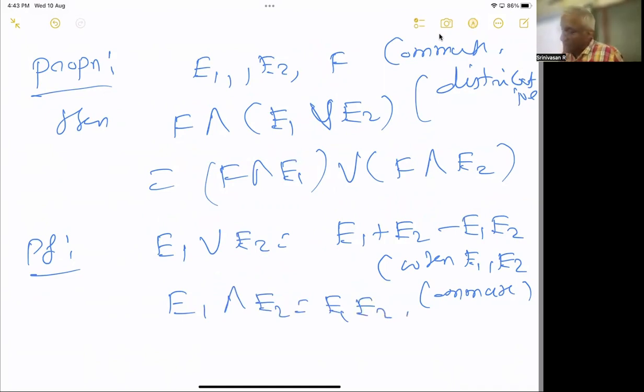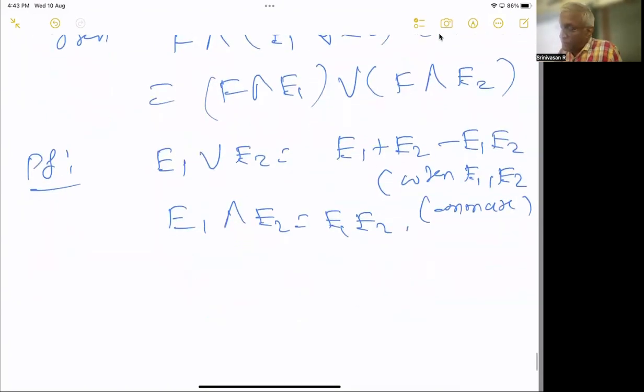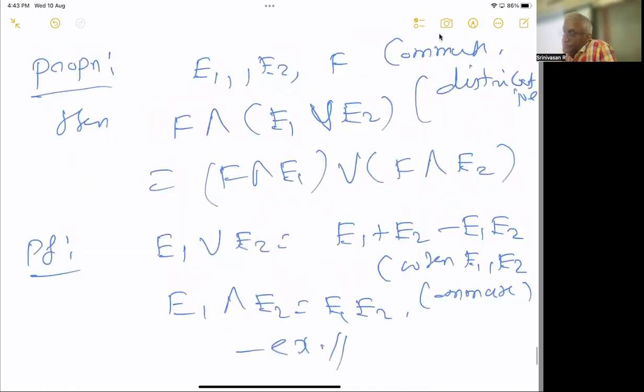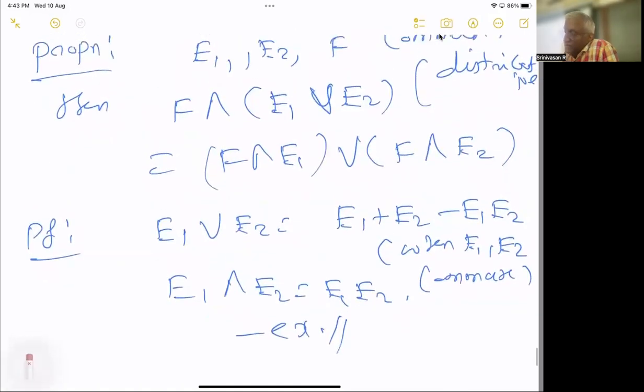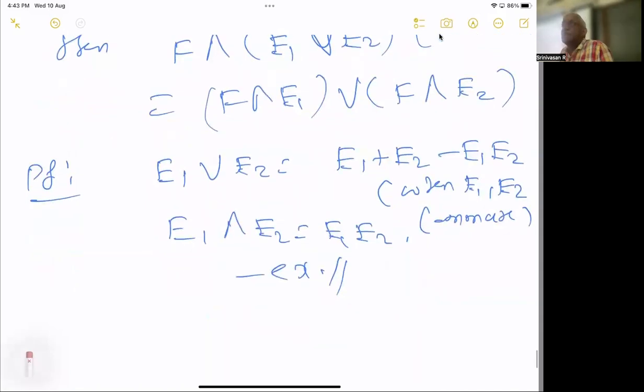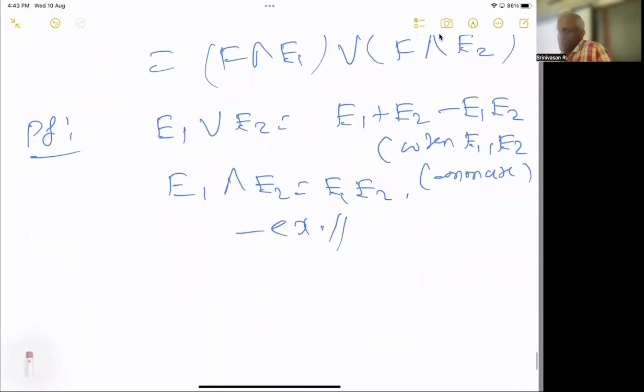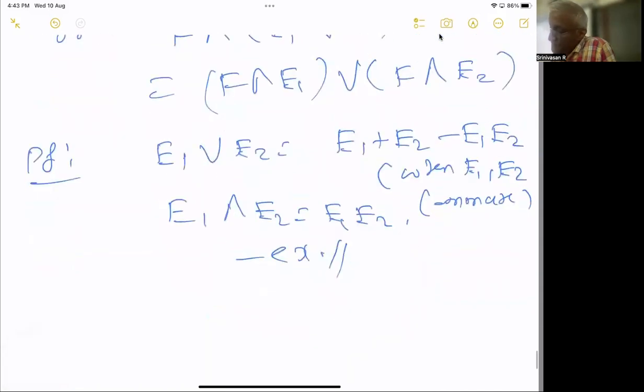Now, if you use that, it will be clear. So from this, it follows. This is an exercise. You just directly write it, do the computation, and it will be clear. I don't want to give it as an assignment. It's an easy exercise. I will give a different assignment.